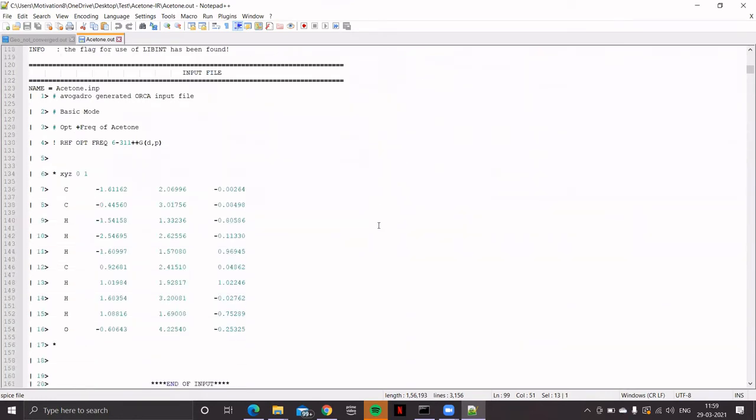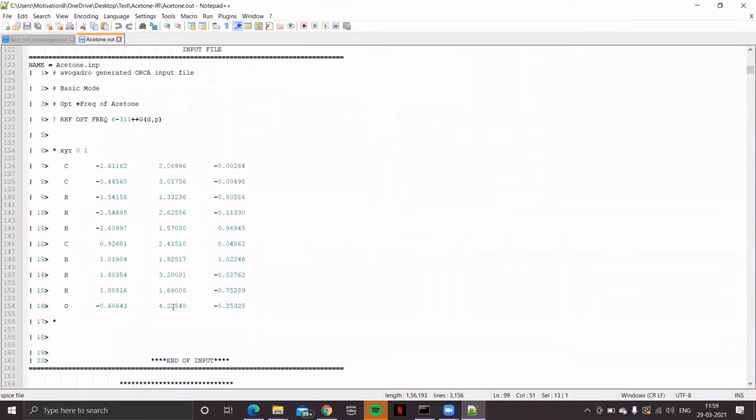Go downward. That's a summary of the input file. So in this case, we did a combined job of optimization and frequency using the restricted Hartree-Fock method with this particular basis set.